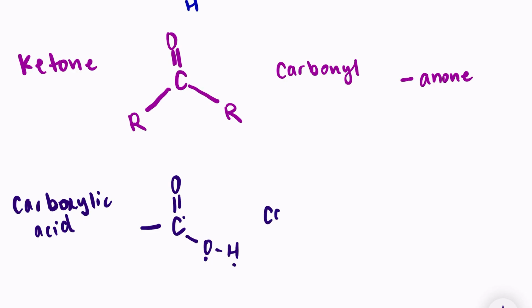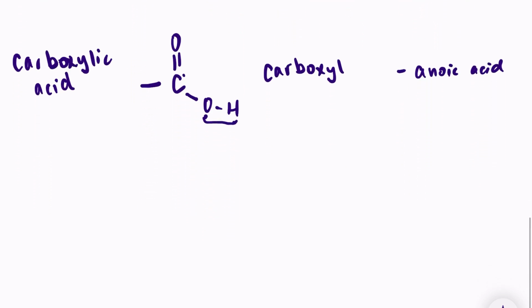The name of this functional group is carboxyl. And notice it's similar to the name hydroxyl because we do have that alcohol group. So carboxyl. And the suffix is enoic acid. So propanoic acid, methanoic acid, ethanoic acid would be some examples.